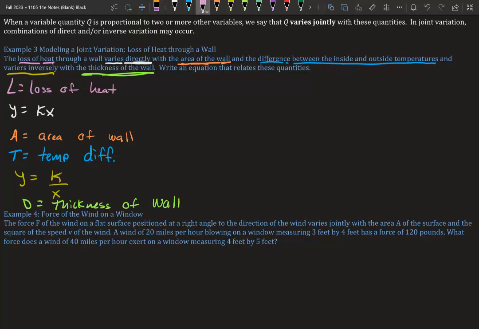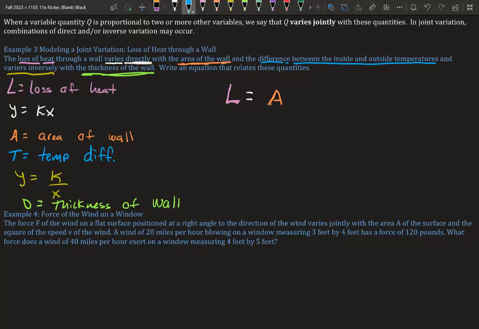So now that I have what variable is supposed to be what, I'm going to reread it and just write out the variables that I'm reading. The loss of heat, that is L. Varies directly, that means equals. Area of the wall, that meant A. And the difference between the temperature inside and out.